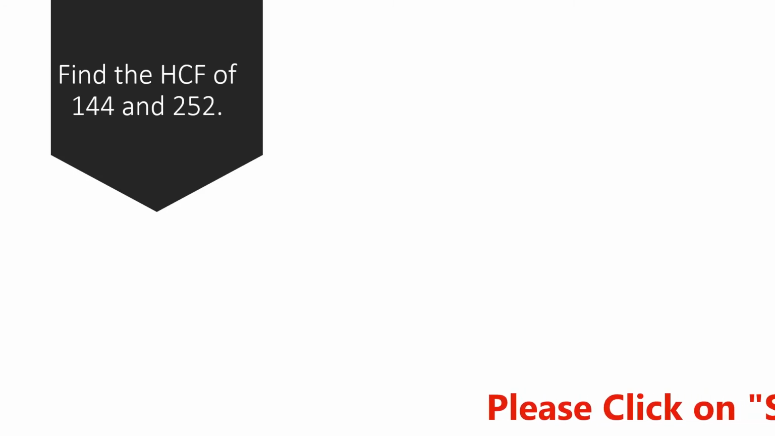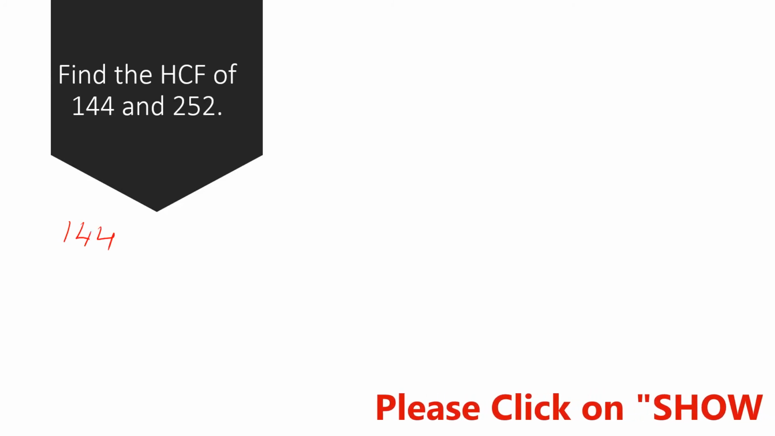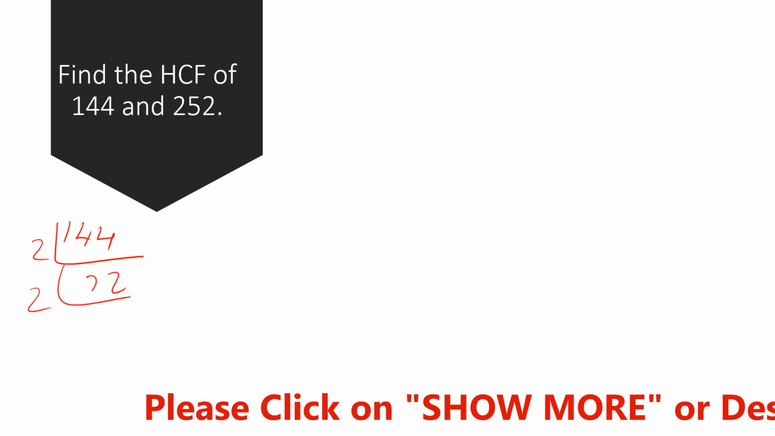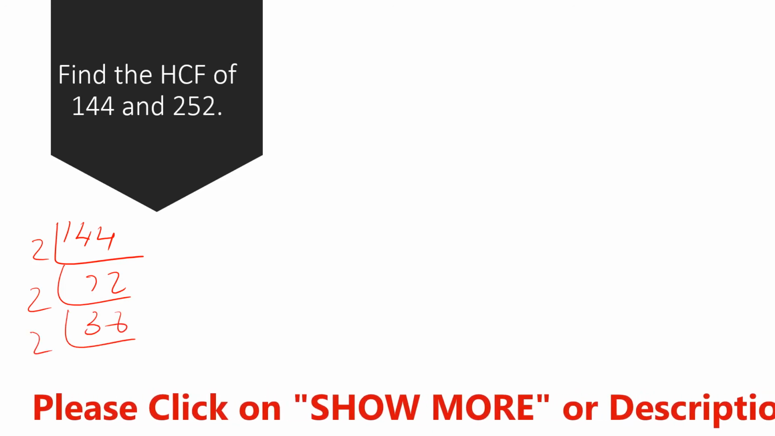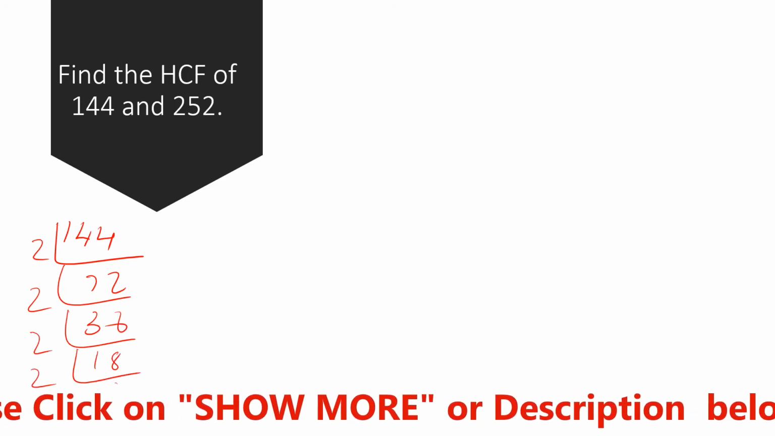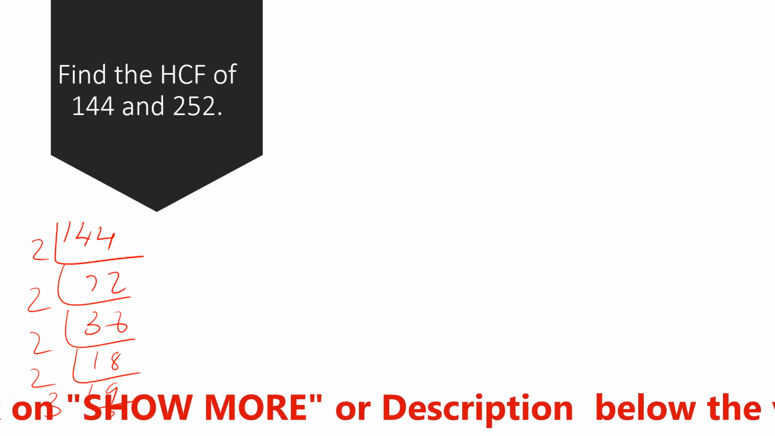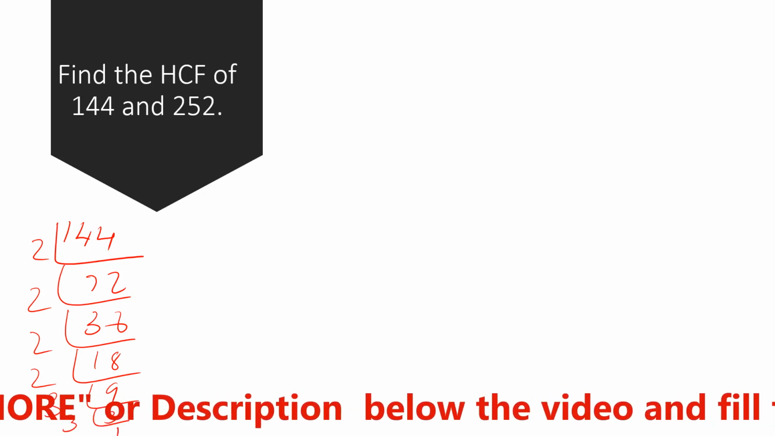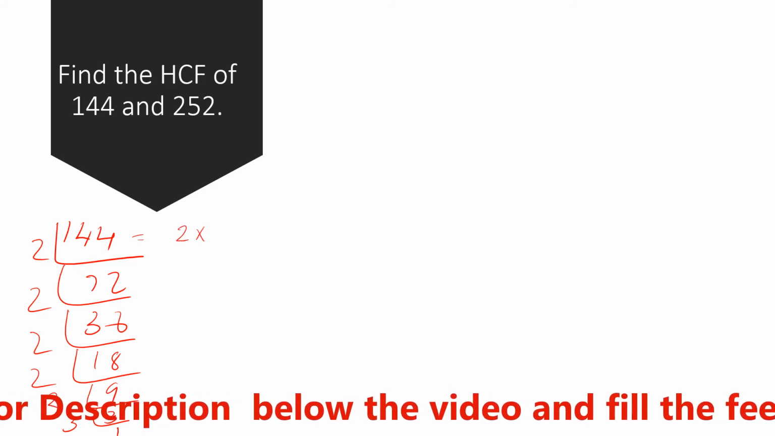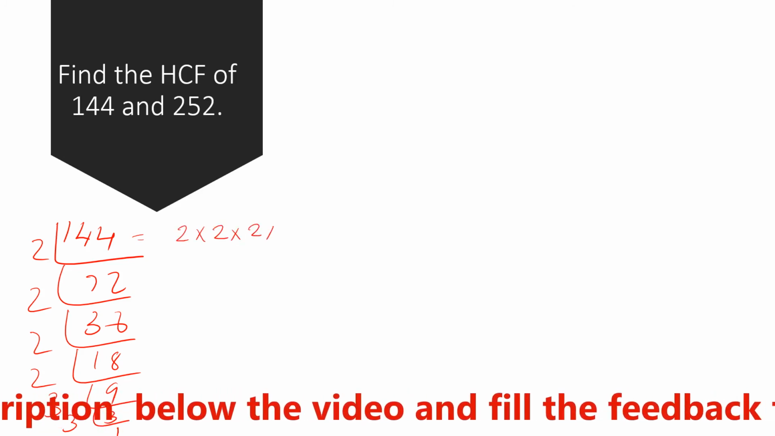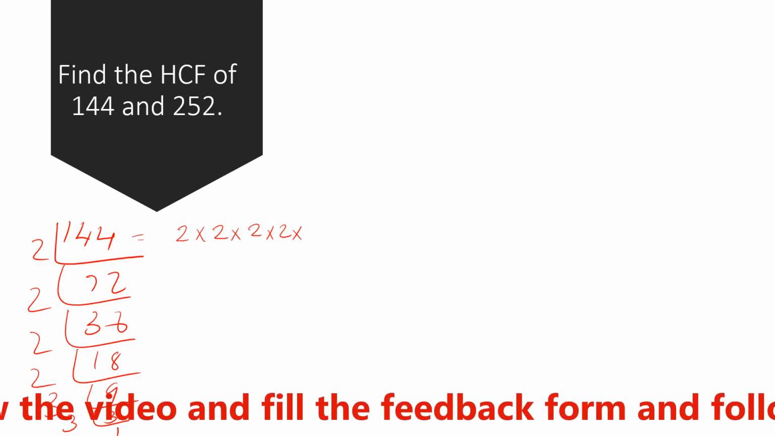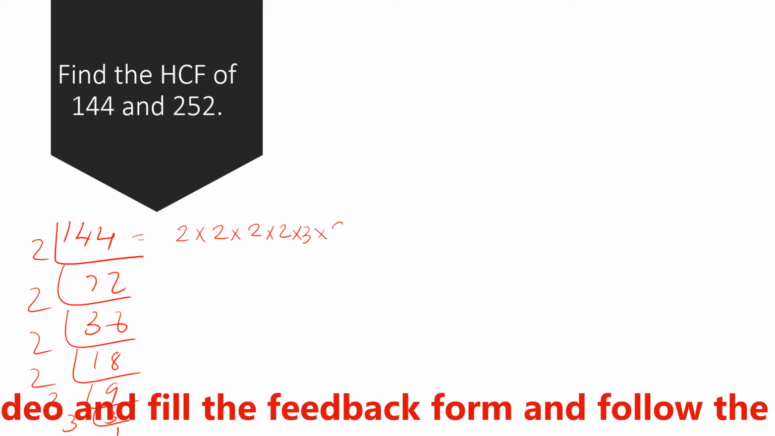And before that we know that 144 can be factorized like this: 2, 72, again 2, 36, again 2, 18, again 2, 9, again 3, 3 3s are 9, 3, 1. That means 144 is equal to 2 into 2 into 2 into 2, 4 2s are there, into 3 into 3.